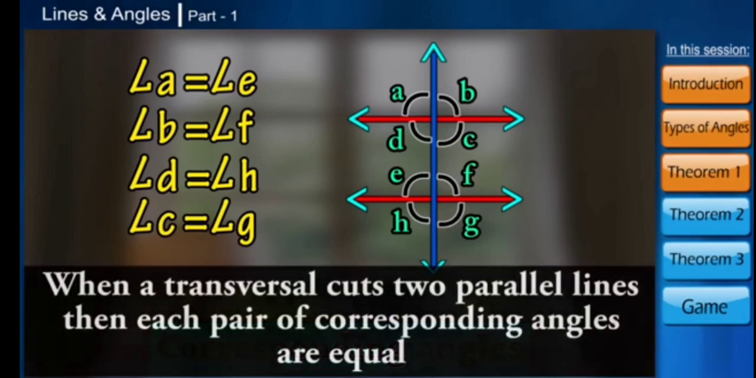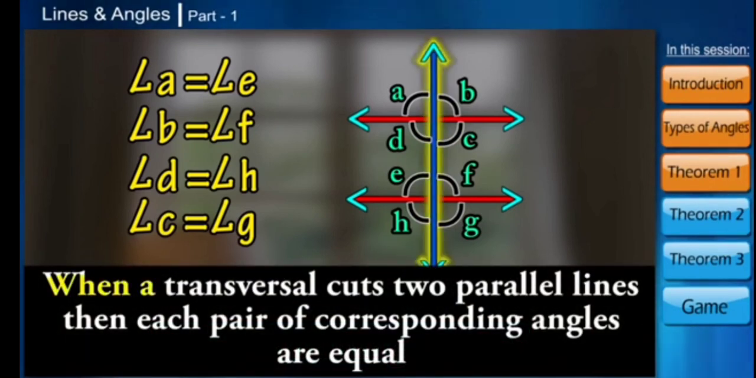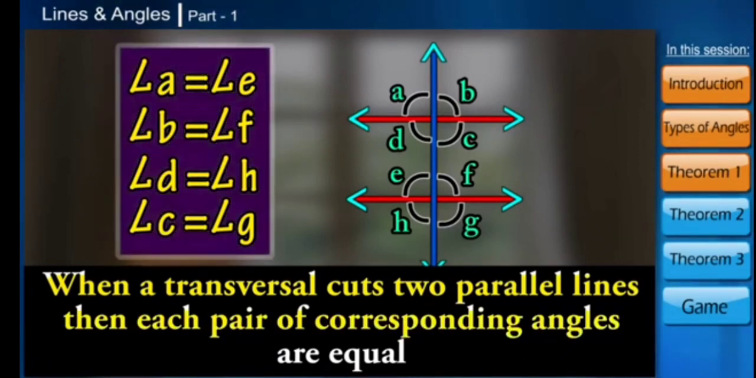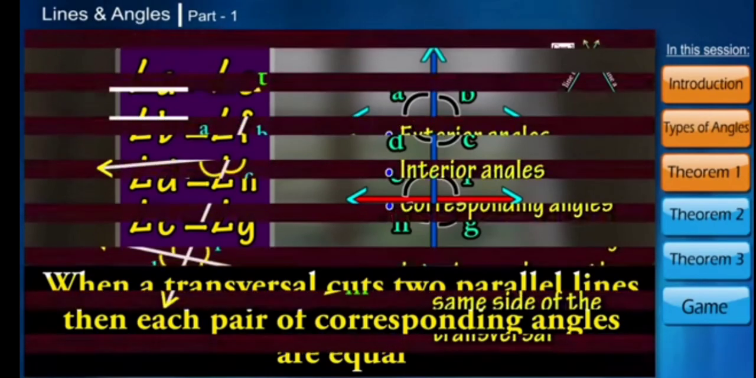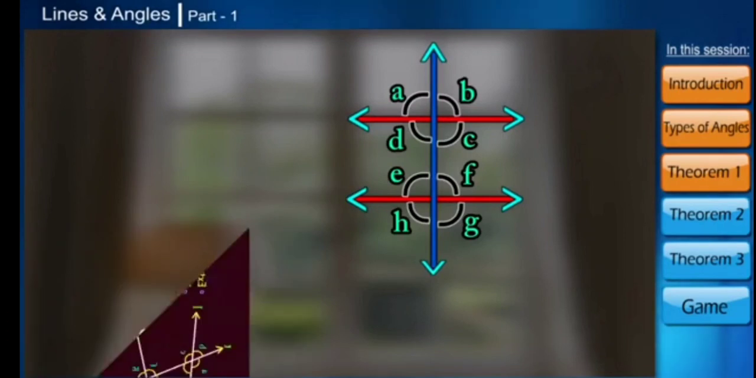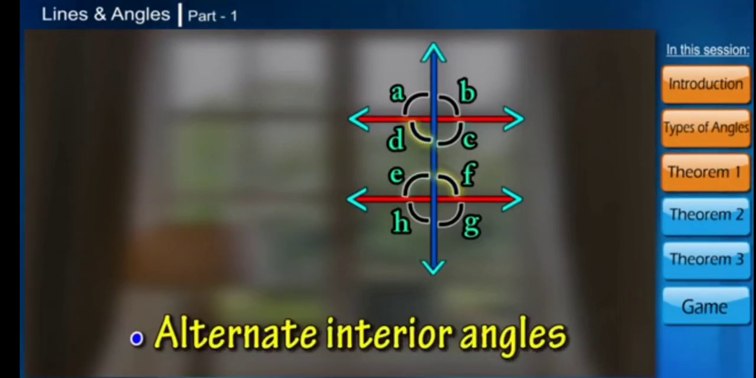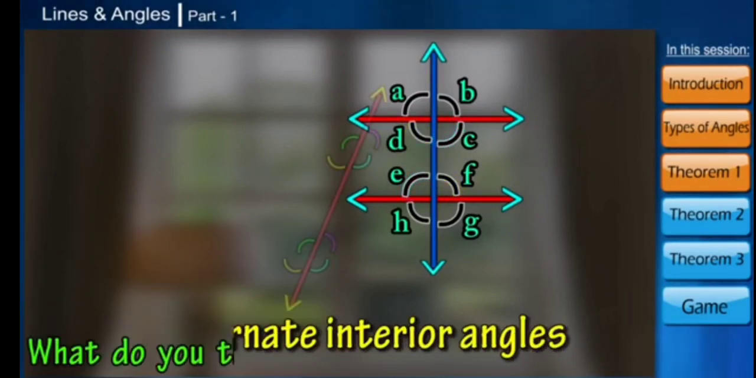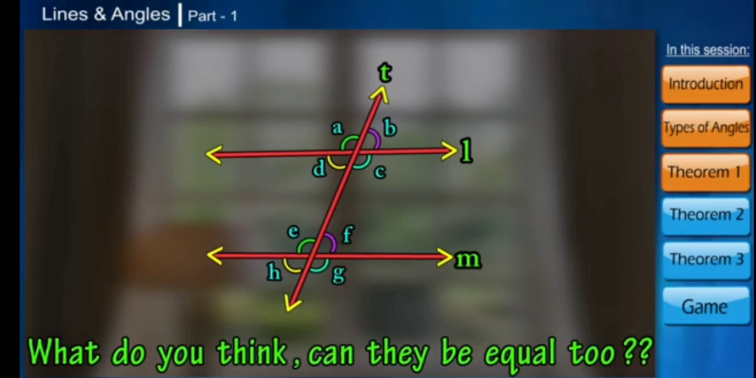So from this, we can conclude that when a transversal cuts 2 parallel lines, then each of the corresponding angles is equal. But then what happens to the various other types of angles we just saw? Let's have a look at the alternate interior angles also. What do you think? Can they be equal too? We can prove it in just 2 simple steps.